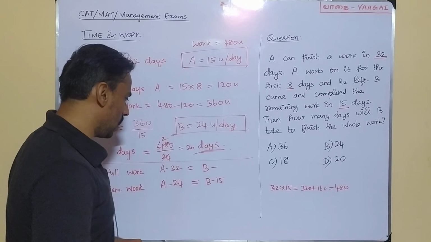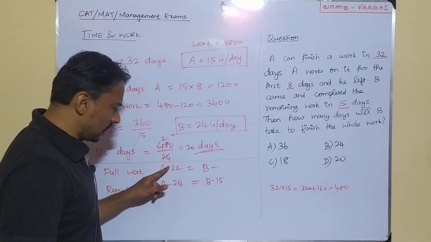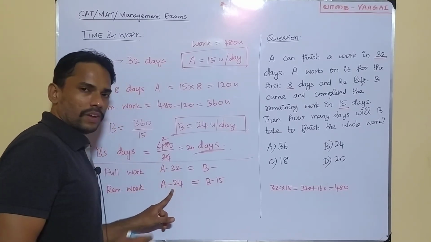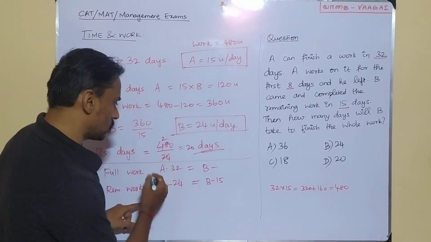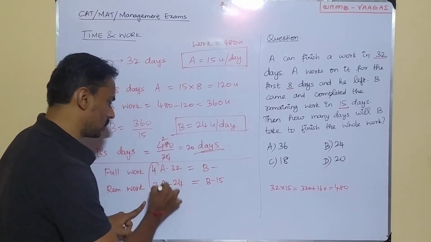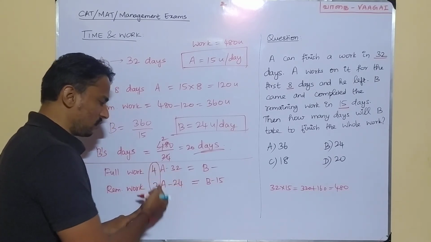Since their efficiencies are constant, the number of days is directly proportional, right? So I can do a very simple thing. I can just take the ratio of 32 and 24. What is the ratio? 32 and 24 we can cancel with 8 tables. 4 eights are 32 and 3 eights are 24. So the ratio is 4:3.